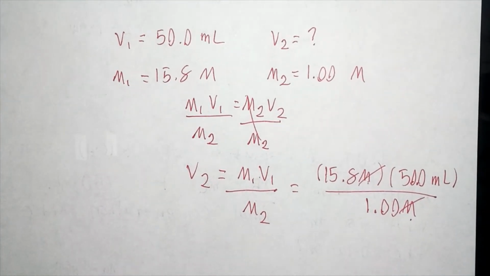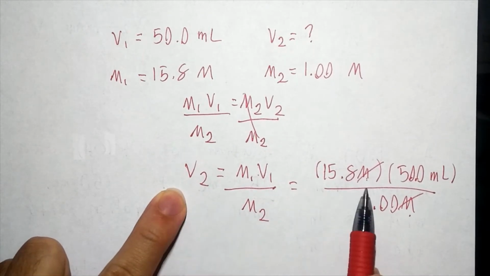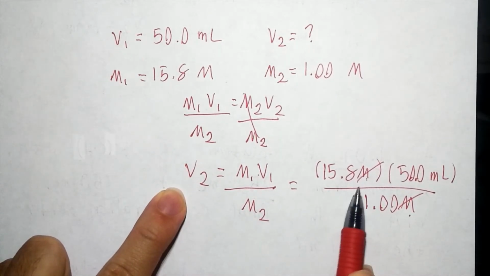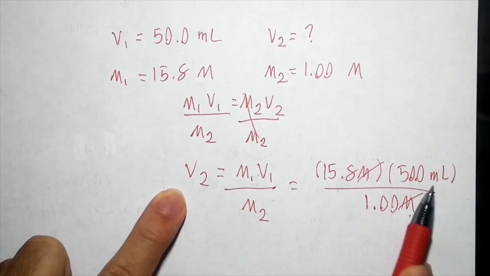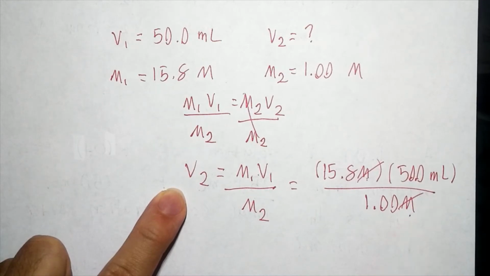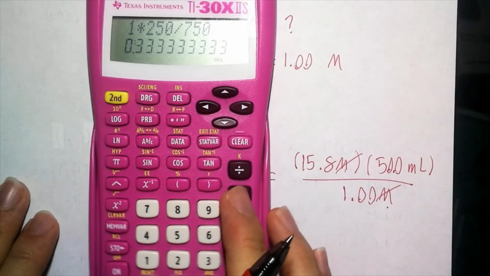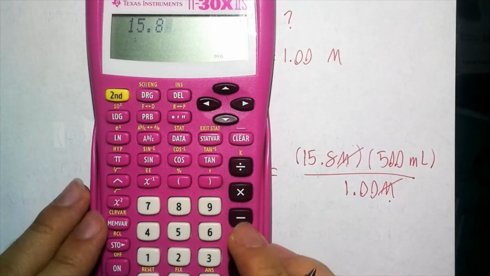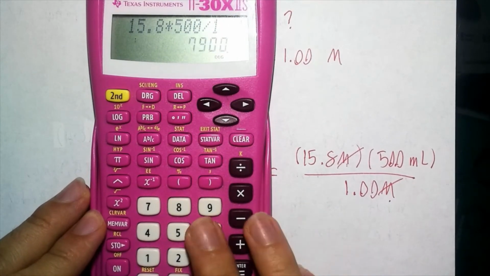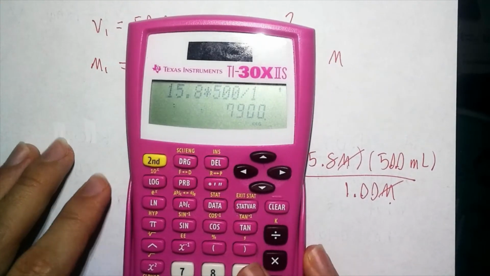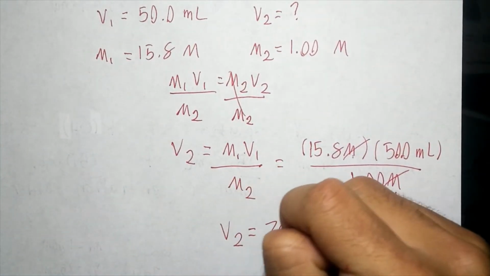Another way to figure out which one you should be left with is look at what you're solving for. You're solving for volume. Molarity isn't a unit of volume. Molarity is a unit of concentration. Milliliters is a unit of volume. This is why you're looking for this one. So now I know that I just have to plug these values in. So I take 15.8 times 500 and I divide that by 1. You're going to get a crazy number. You're going to get 7,900 milliliters.